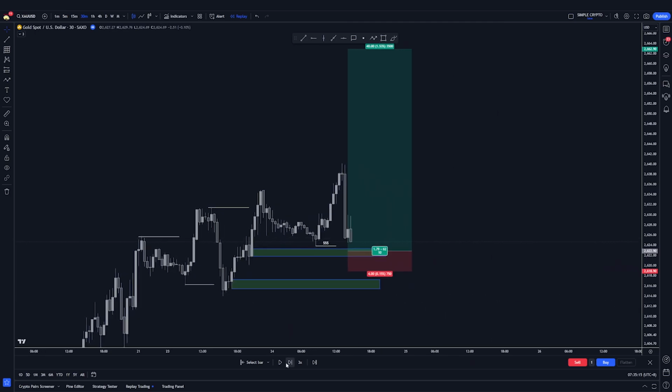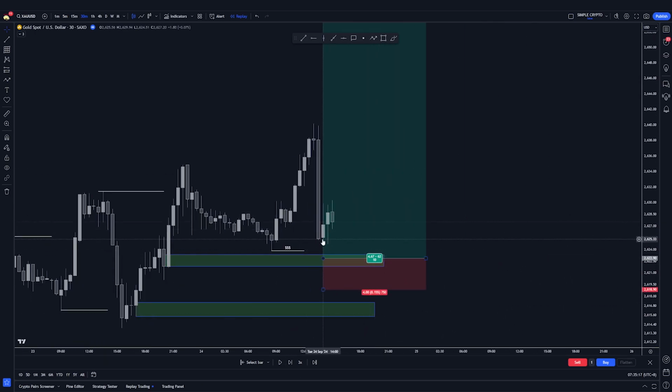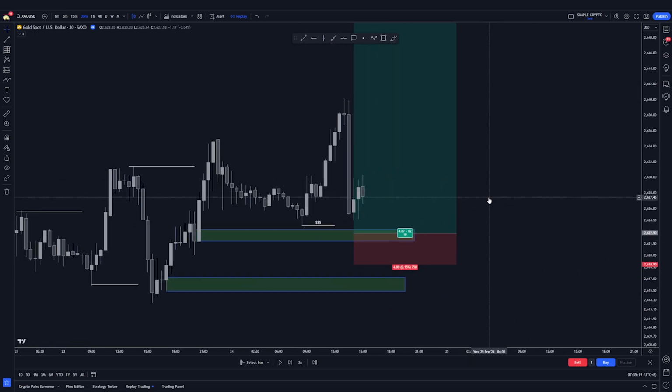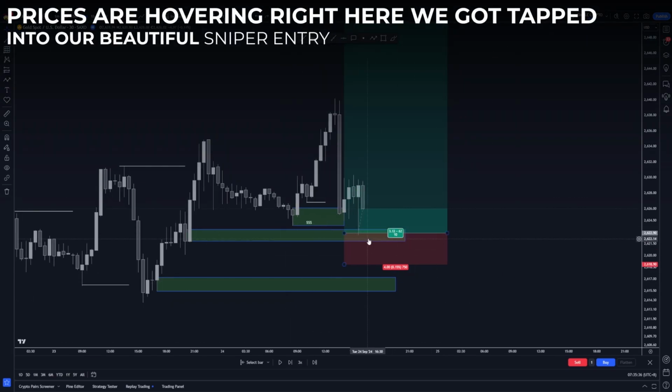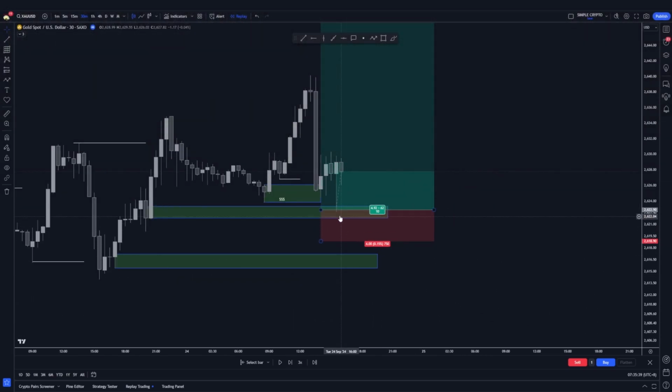If you got an entry, we can see a little bit of hovering right here where prices are reacting, but don't be worried because this key area is actually an inducement point. You can see that a lot of early buyers are taking an entry in this trade thinking that this is an inducement, but in reality it's the one down below. Now you can see prices are hovering right here. We got tapped into our beautiful sniper entry. Look at that sniper entry right there. Remember, this is actually a limit entry as well.